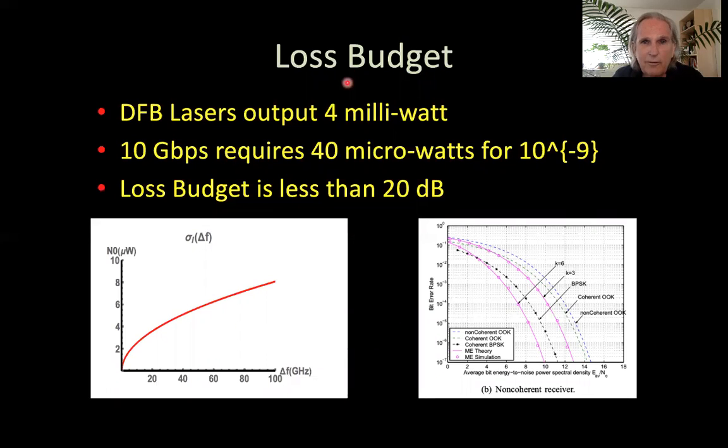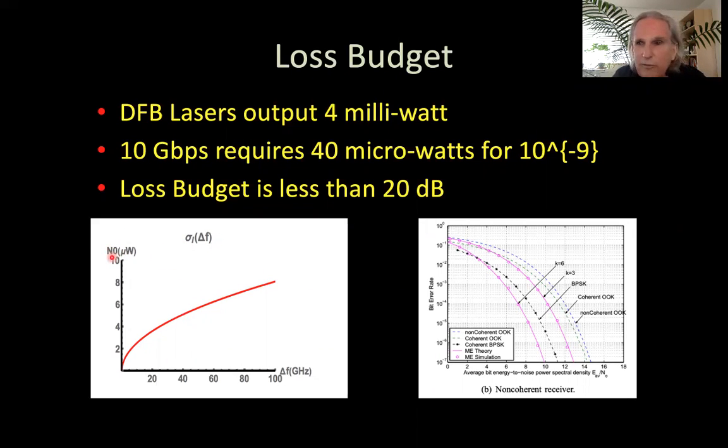Talking more about loss budget, a DFB laser would be a really powerful one to have a 4 milliwatt output. It's more like 1 milliwatt, maybe 2 milliwatts that you get out of most of these lasers that you use in the network. If you use an optical amplifier, you can boost that up a little bit, but generally you only do that when there are multiple channels, and you never get per channel over about a milliwatt or a couple of milliwatts. Even at 10 gigabits per second, if we look down here, this is the N0.